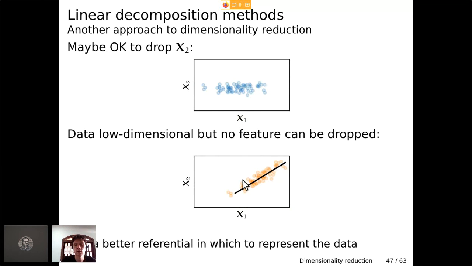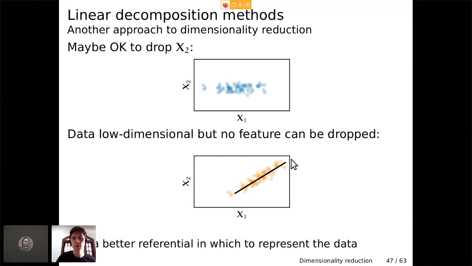And in this data set, if I were to drop either of these features, I would lose a lot of information, a lot of variance in the data, simply because there is a dimension where there is not much variance in the data and I could drop, but it's not aligned with the basis of my feature space.